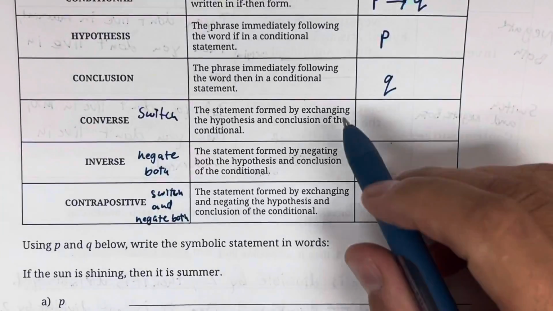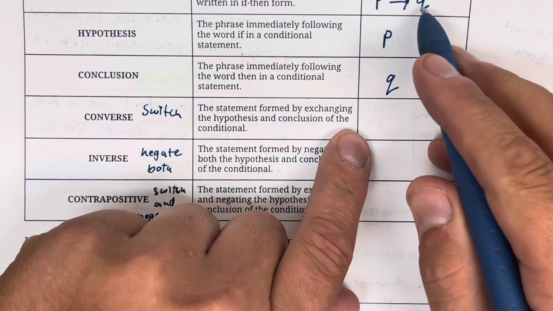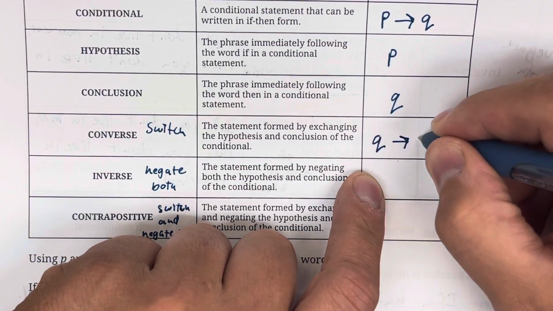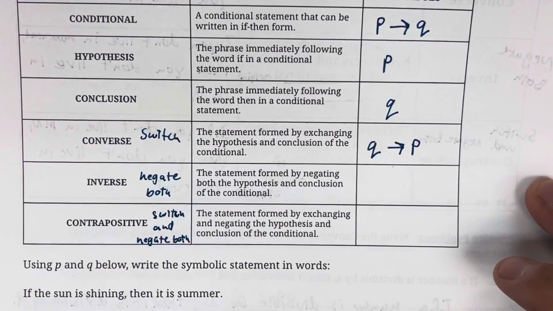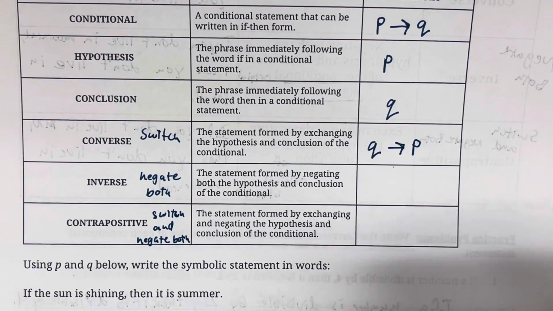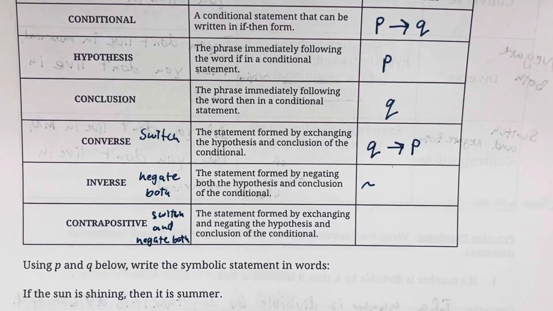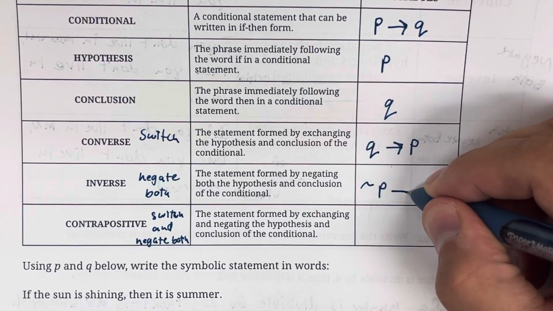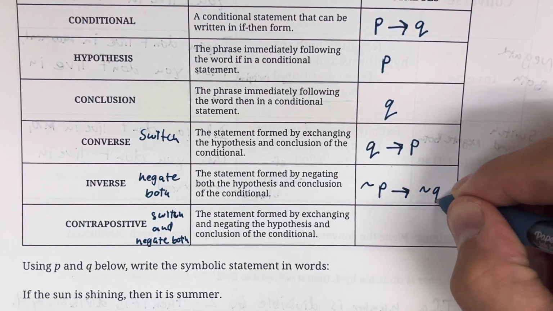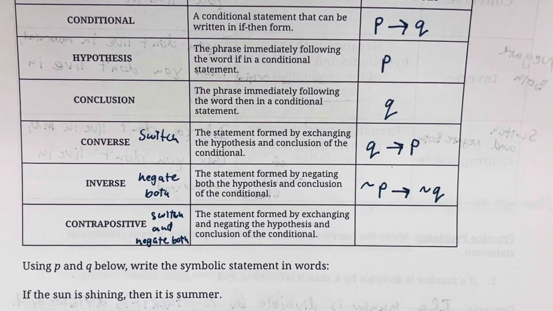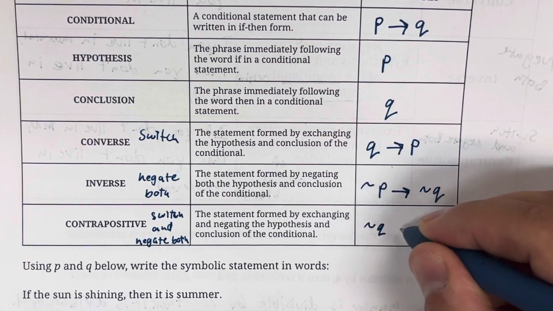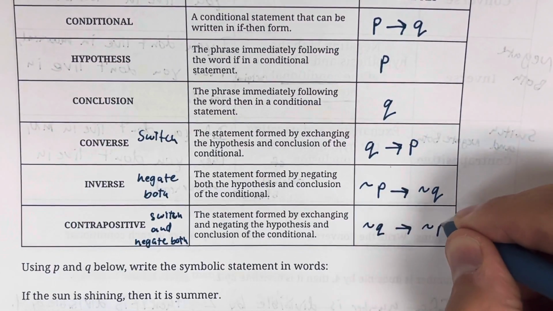So for the converse, for me to switch the order, I would take the Q and put it first and then P. So if Q, then P. The inverse is found by negating. The symbol for negate is a little squiggly sign in front. So I'd go back to the original statement and say not P, then not Q. And to write the contrapositive, I would flip these around. So I would say not Q, then not P.